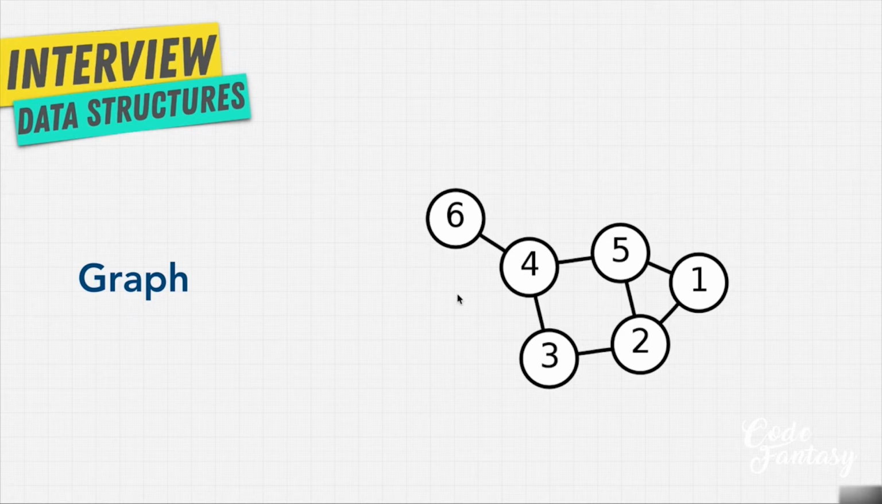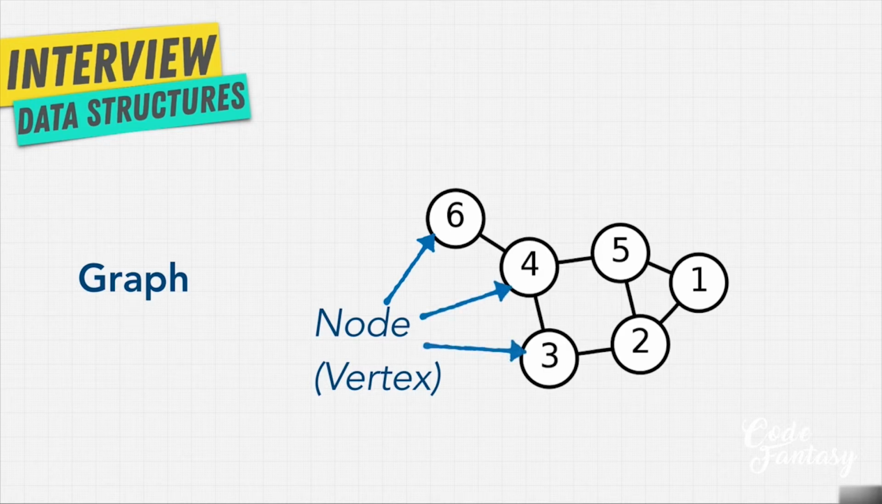In a graph, each item is called a node or a vertex. So this is a node, this is a node. Nodes are then connected with edges. So that's an edge, and that's an edge. And as you can imagine, graphs are great data structures to model real-world relationships, representing links.